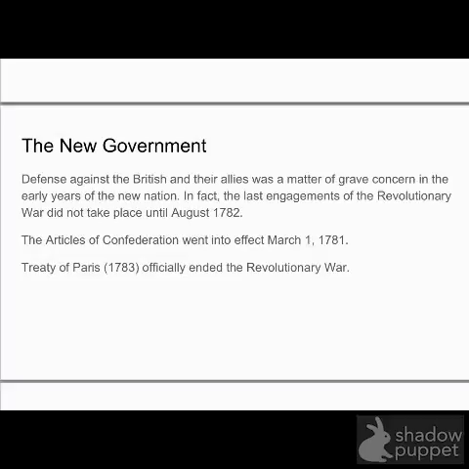The new government took defense against the British and their allies as a matter of grave concern. Remember, this is the 30 years right after the Revolutionary War has ended. Another war with England is something that everyone's afraid of. The Revolution, the last battle, took place in August of 1782. The Articles of Confederation were written before that, and they went into effect before that. So the Revolutionary War was still a reality while this was going on. The Treaty of Paris, which was in 1783, was the document that officially ended the Revolutionary War. That's still 2 years away.